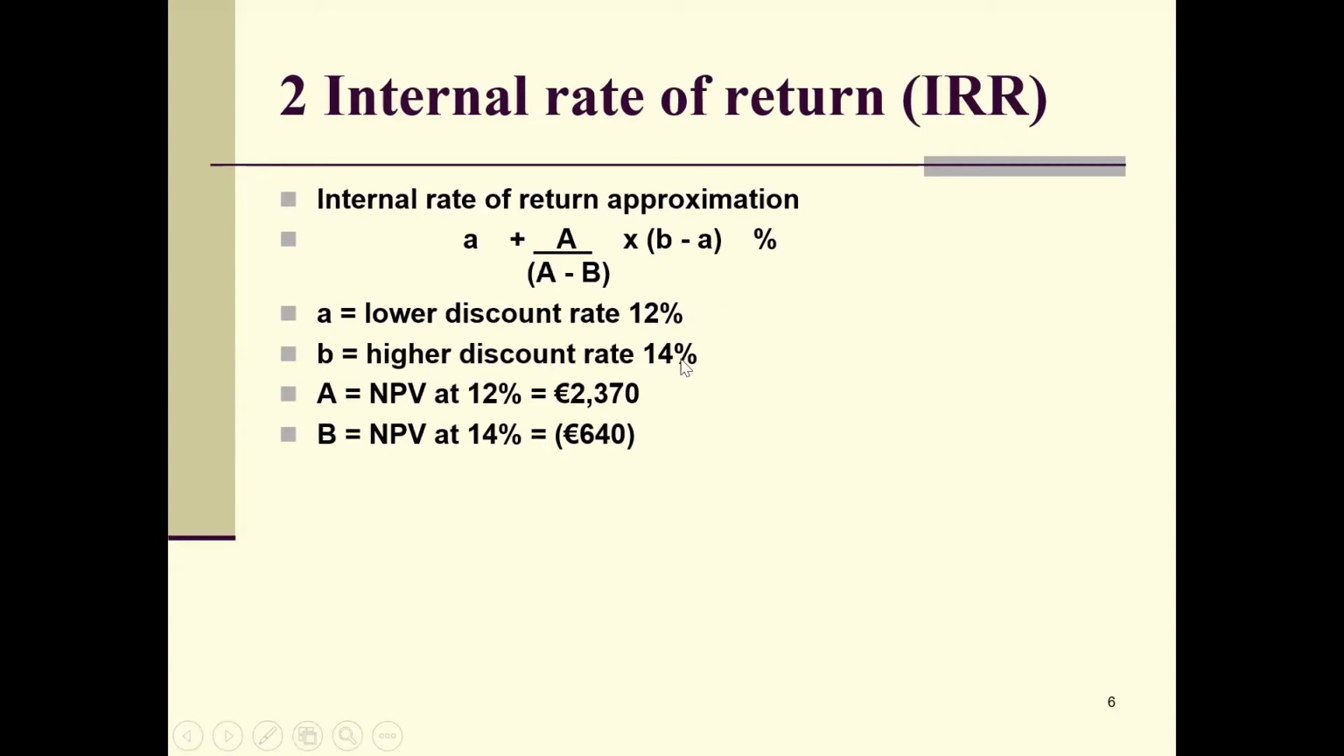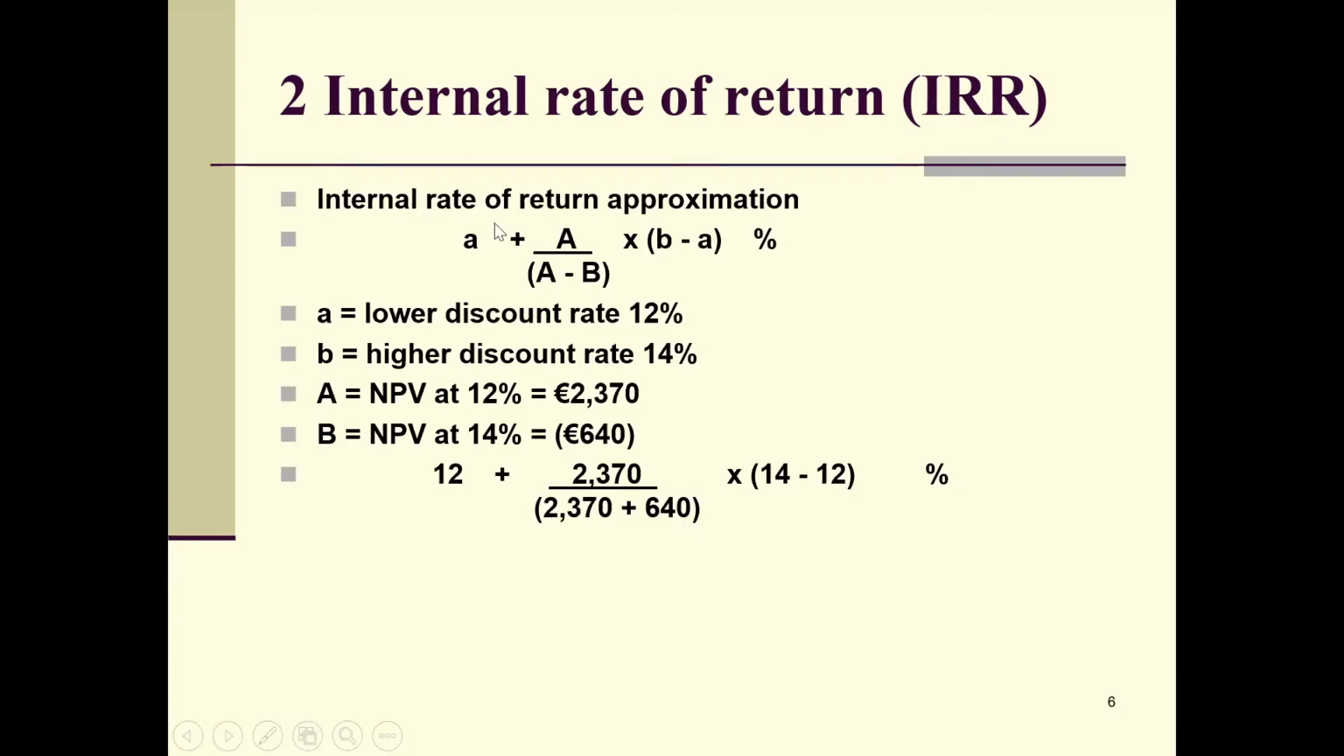So we got 12 and 14 as two rates. We got 2,370 euro and 640 euro negative for the two NPVs. Now you got percentages here and you got euros here. What I do when I'm applying the formula, I know the answer will be a percentage because it's a rate of return. It'll be a percentage rate. So I ignore all these things called percentages and euros. I treat them all like a bunch of numbers and I write them down. And this is what they look like.